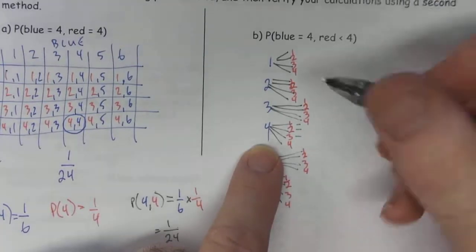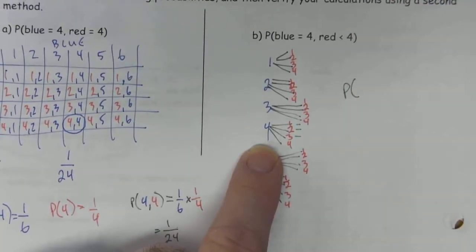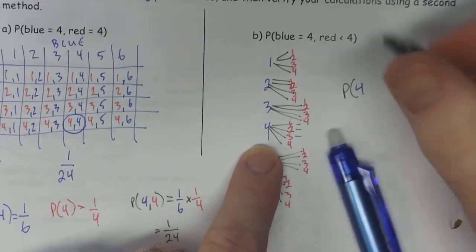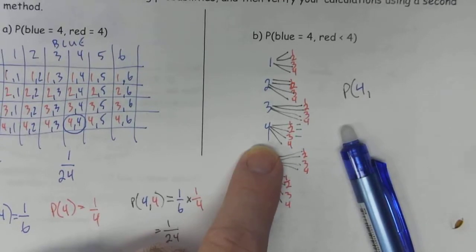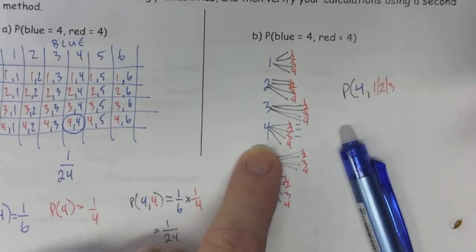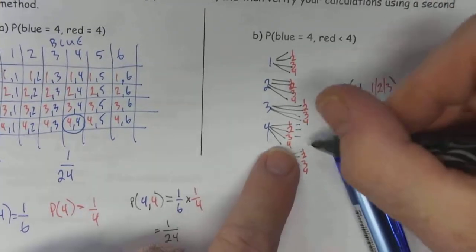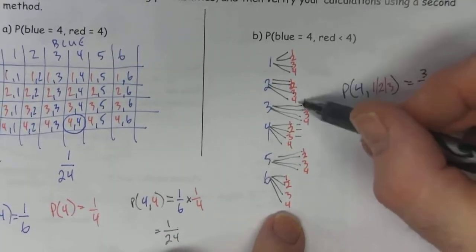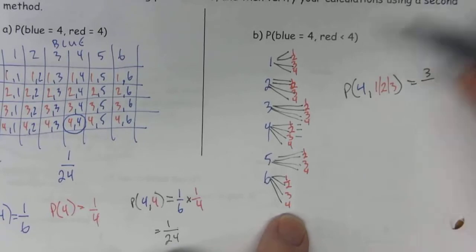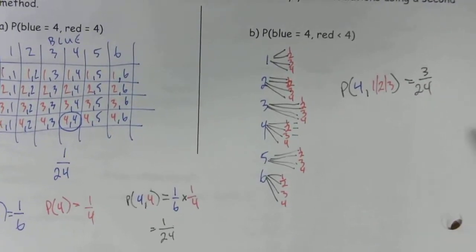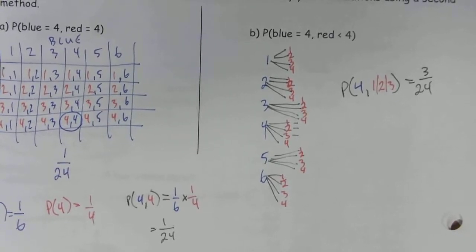So the probability of a blue 4 and something less than 4, so a 1, a 2, or a 3, is equal to, there's 3 favorable outcomes out of a total of 4, 8, 12, 16, 20, 24. So 3 out of 24 is the probability of a blue 4 and your red die being less than 4.